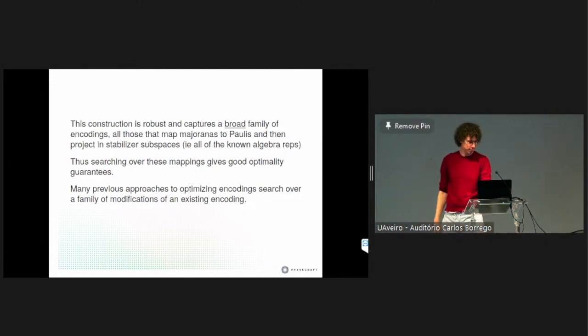3 minutes. I'll try and go faster. So searching over these mappings gives some good optimality guarantees. Many previous approaches to optimizing encodings would take a family of encodings and perform modifications of them. But this is very broad.